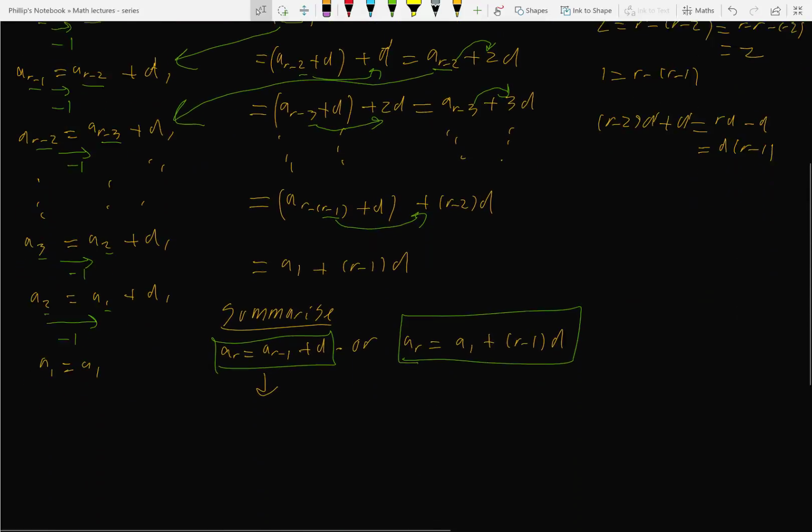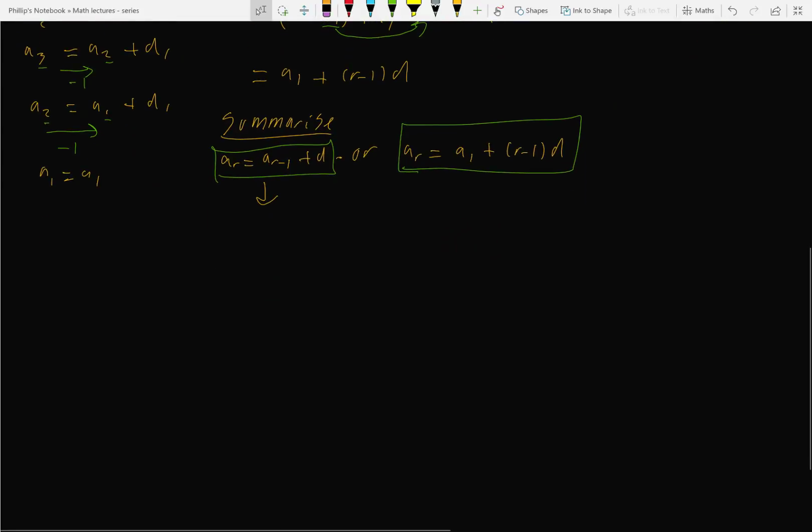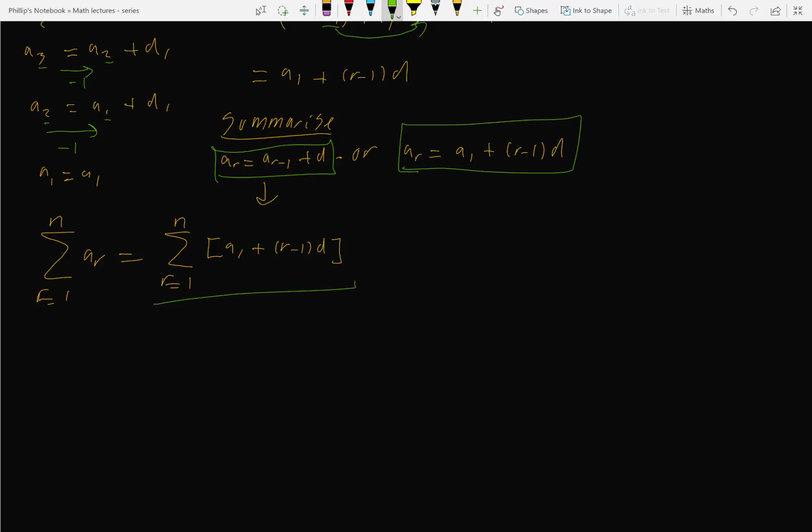So each term of the sum is going to be given like this. So remember last time we were looking at the generalised sum. We've got the sum from R equal to 1 to N of AR, which is equal to the sum from R equal to 1 to N of A1 plus R minus 1D. So that's how we can also define the sum. So this is the form of an arithmetic series which we're going to use in order to get a nice solution to the arithmetic series. And it's a little trick we're going to do.